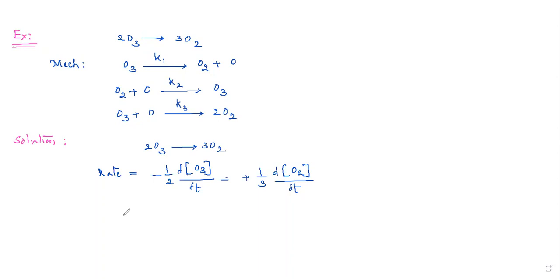Now, from the mechanism, we can give things like d concentration of O3 by dt. Look at this. You got O3 in the first, second, as well as in the third step, right? Say in the first and third steps, it is on the reactants side. Of course, it is reacting. Whereas in the second one, it is forming on the product side. Now, let me show you that in a proper way.